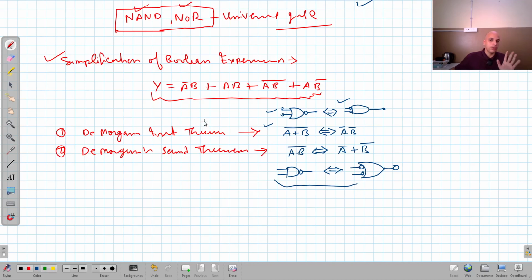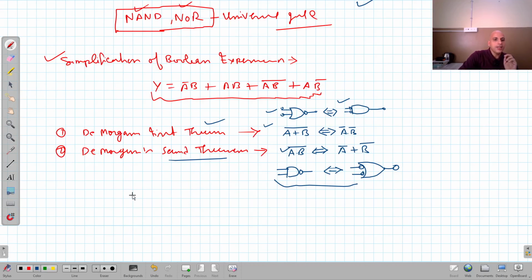De Morgan's first theorem, this is the first theorem. Don't write this as the first theorem. These are already defined. De Morgan's first theorem or first law and the second theorem. So we have to remember, according to De Morgan's first theorem, NOR gate is equal to bubbled AND gate, and according to second theorem, NAND gate is equal to bubbled OR gate. So before proceeding to the simplification of Boolean expressions, we have to understand these two basic theorems of digital electronics.